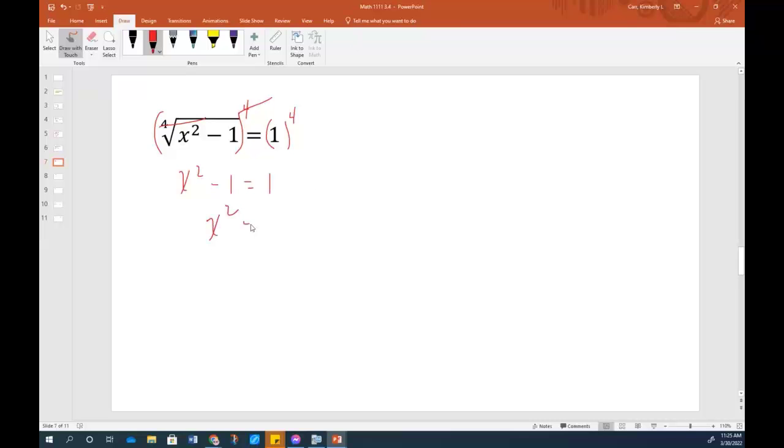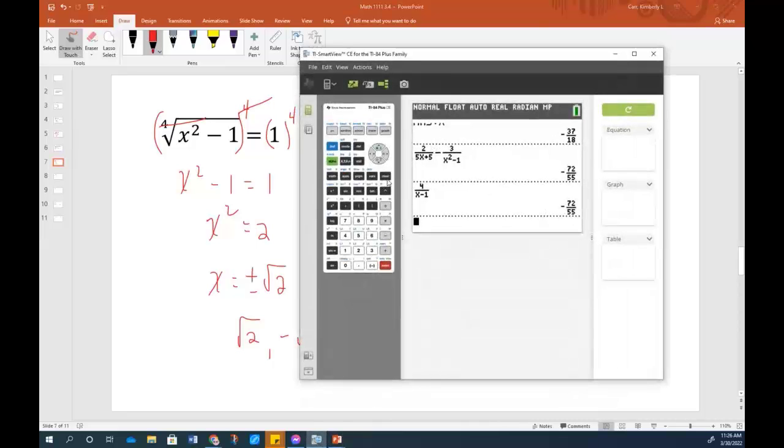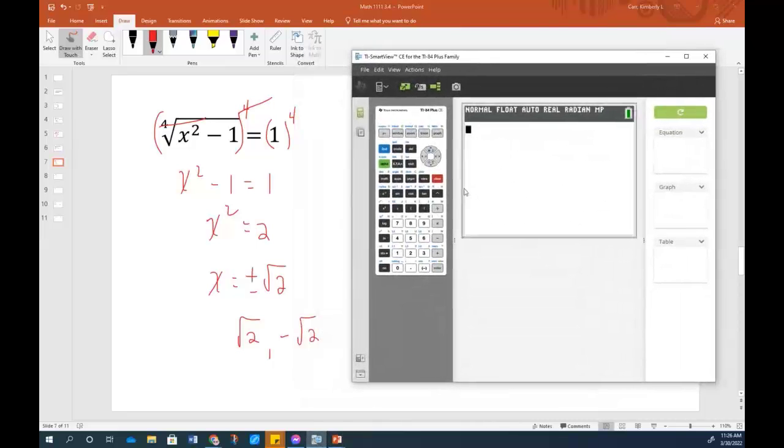So then x squared is equal to 2. So x is equal to the positive or negative root 2. So I have two different answers here, the positive root 2 and the negative root 2. Do they both check? Okay, so you would want to make sure they check, and I could do that orally, but I think for most of us it's easier if we're just looking at a calculator as it goes along.